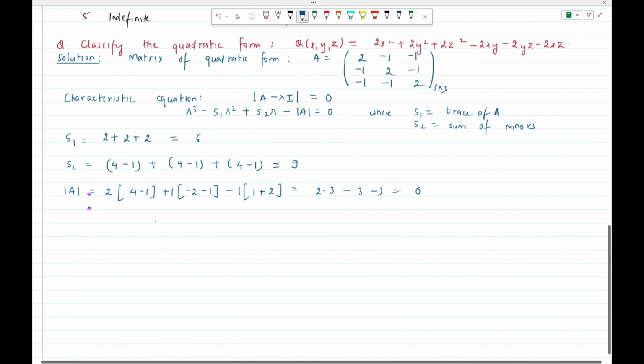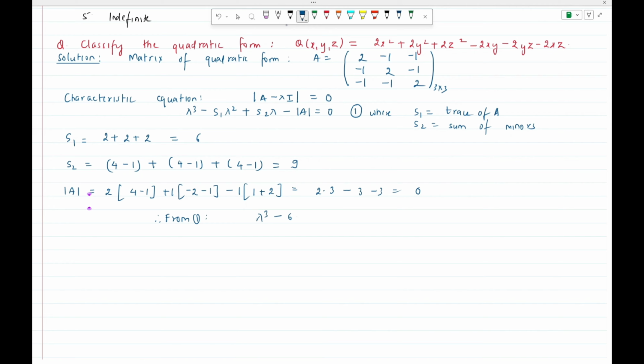So thus the characteristic equation from equation number 1 is going to be lambda cube minus 6 lambda square plus 9 lambda minus 0 is equal to 0. You can see only the first three terms are significant, and we can factor out one lambda from it. So we can rewrite it as lambda times (lambda square minus 6 lambda plus 9) is equal to 0. And then the quadratic term is nothing but an (a minus b) whole square expression. So this is going to give us (lambda minus 3) whole square is equal to 0.